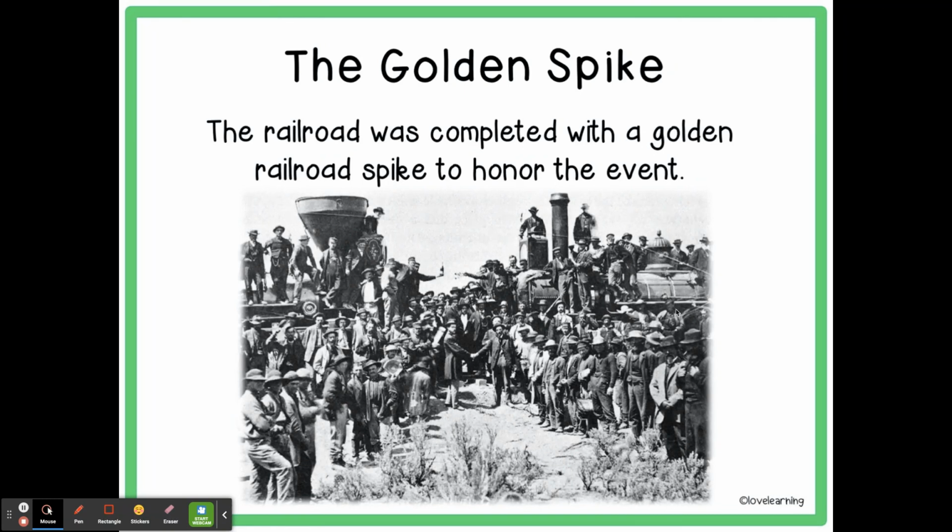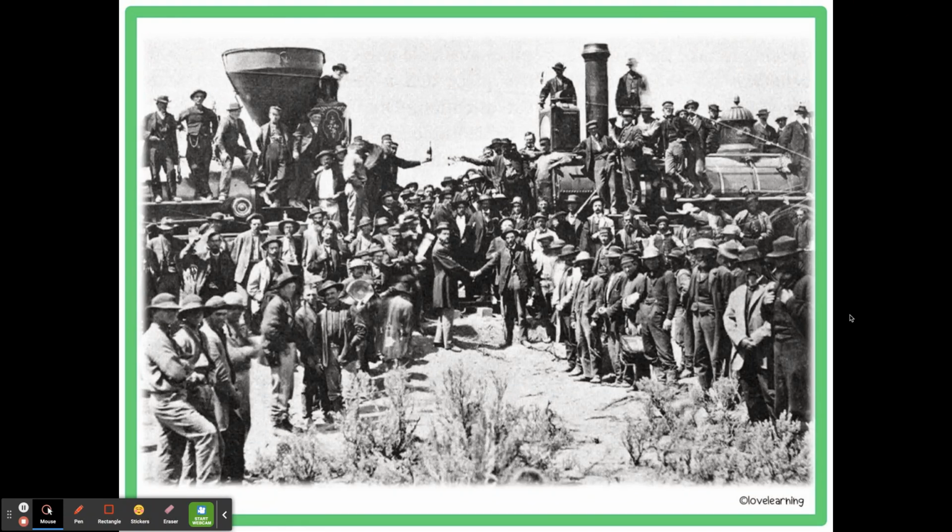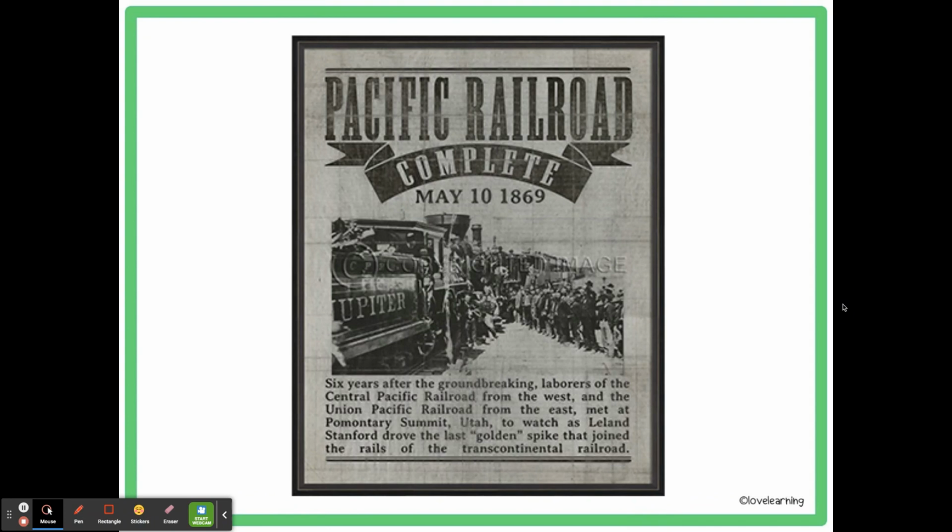The railroad was completed with a golden railroad spike to honor the event. So all you need to write down is the golden spike is where they met. That's where in Promontory Point, Utah, they put down the golden spike to signify that that is where the two companies met. They were able to finish out the railroad tracks at that point, and that's very exciting. So there's the picture. And here's a picture. You can pause and read that little snippet from a newspaper.